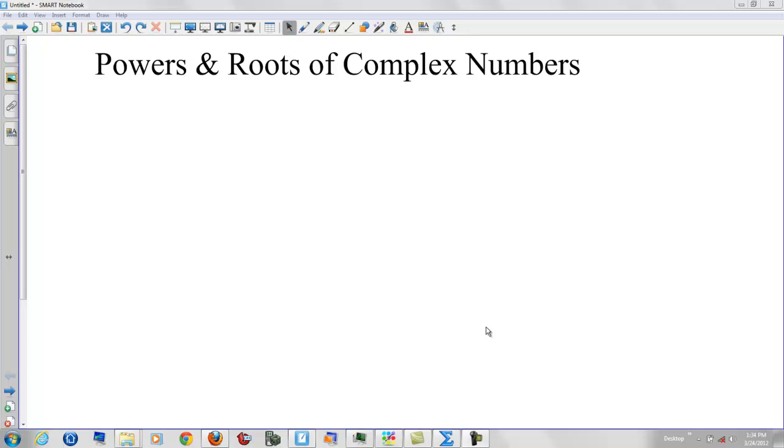This lesson deals with powers and roots of complex numbers. This will be dealt with in two videos. This is the first of the two videos, and we'll be dealing with powers of the complex numbers.